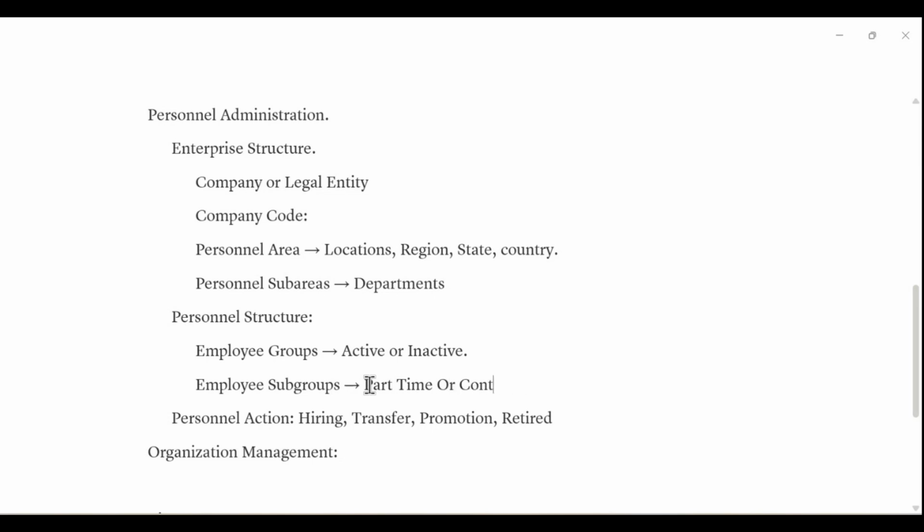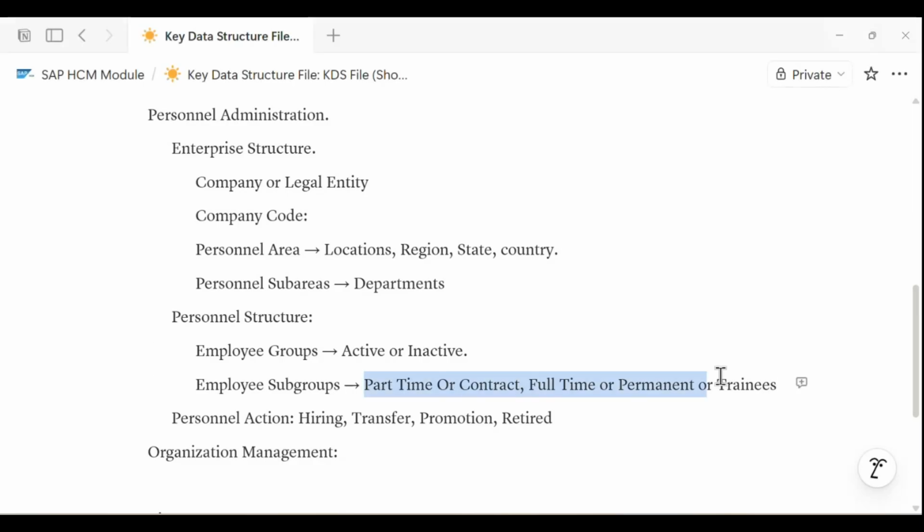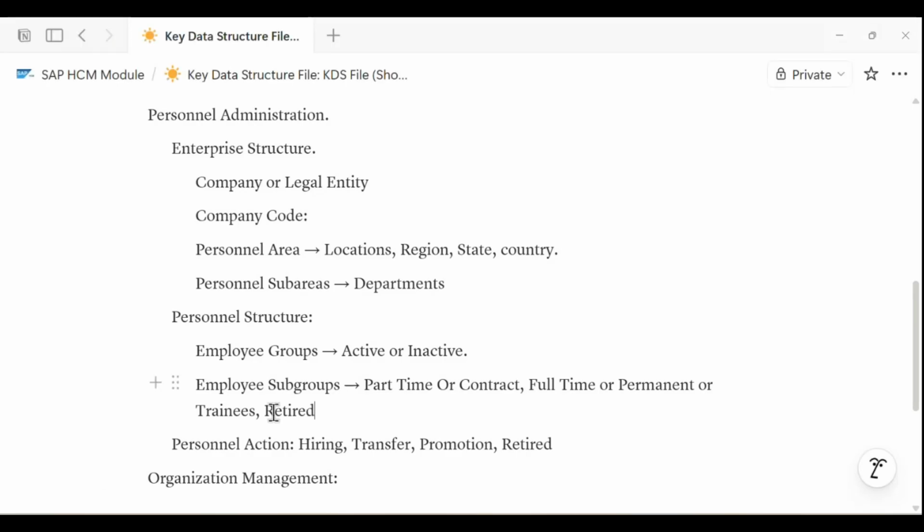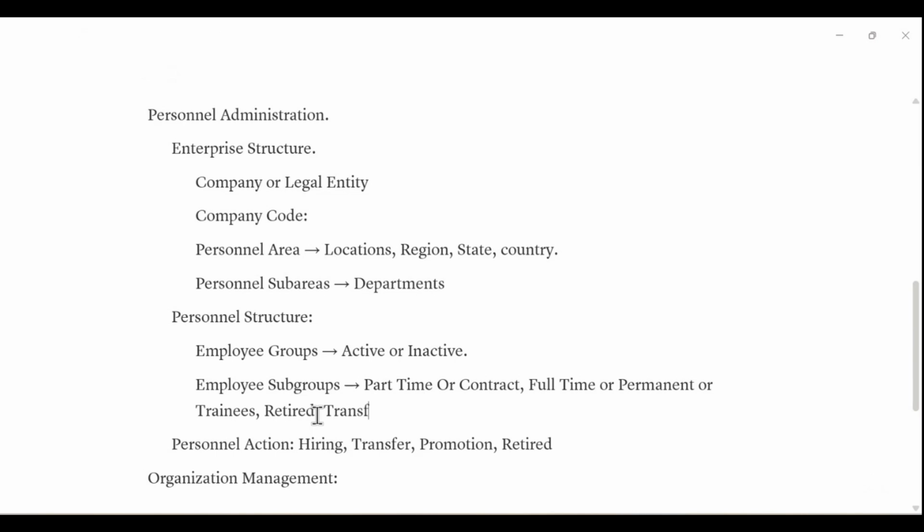Maybe full-time employees, or we call them permanent employees, or we call them trainee employees who are fresh or have currently joined the company. So we define different groups. For those employees not currently working, we define retired, maybe transferred. That also we make different groups.